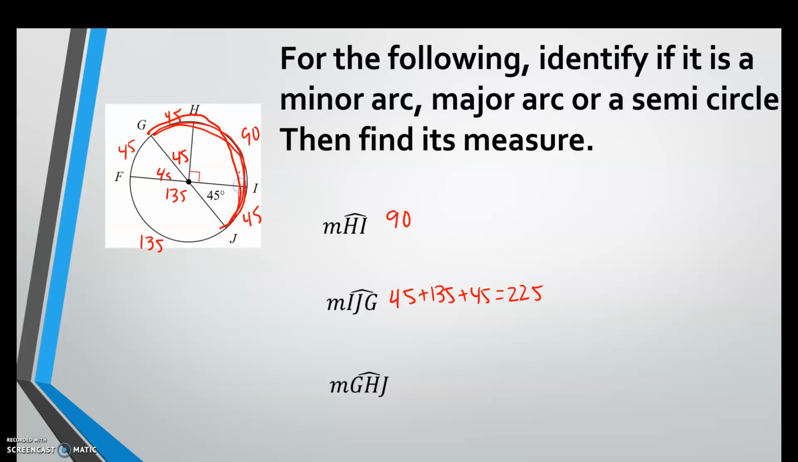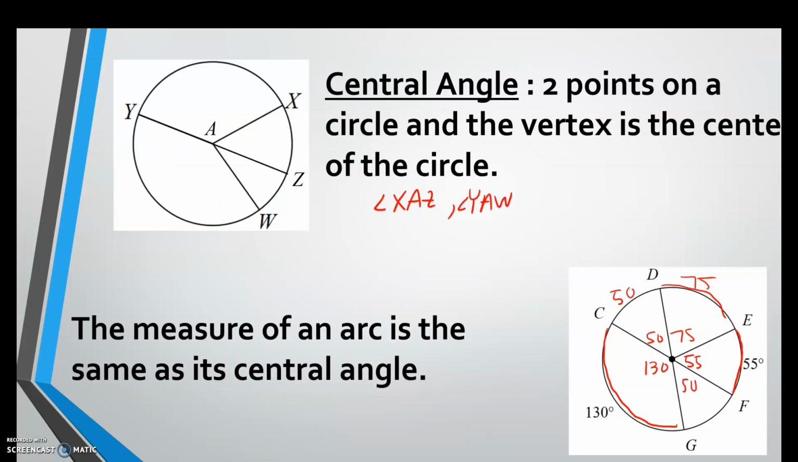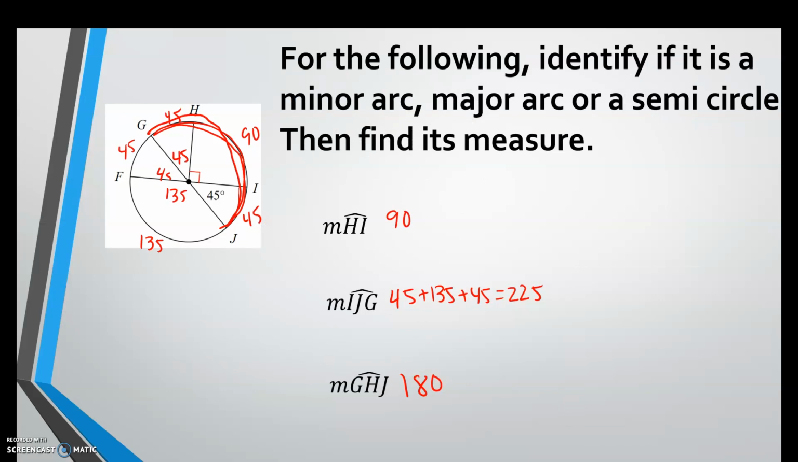So how much is that? And that's going to give me 180. Those are the measurements of my arcs. And it's also asking me to figure out what kind of arc it is: minor, major, or a semicircle. 90 degrees is less than 180, which means it's going to be a minor arc. 225 is more than half of your circle, which is going to be a major arc. And then exactly half of your circle is your semicircle.